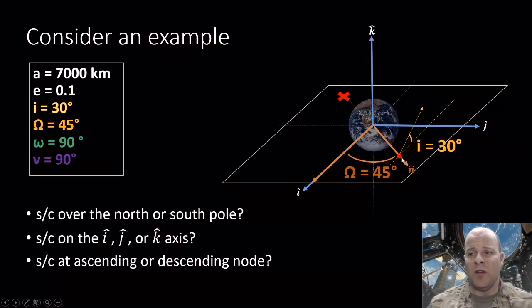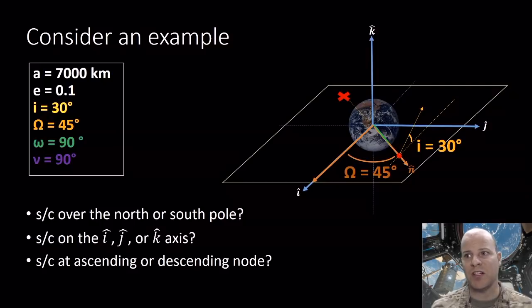And since we know that the line of nodes, the N vector, the ascending node is pointing here, the descending node must be 180 degrees from that in the equatorial plane as well. Here's what our spacecraft must do. So you can actually almost start to imagine what the orbit would look like. The only problem that you don't know right now is where is perigee exactly? And for that, we look at the argument of perigee.